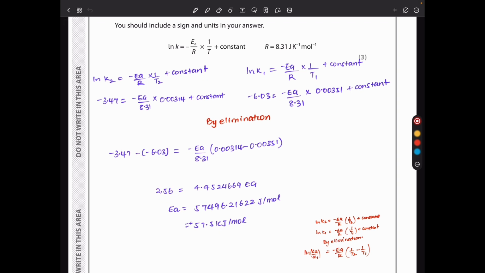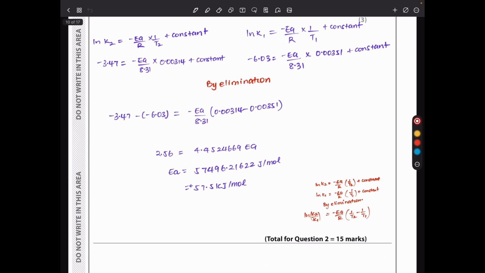This one becomes that, and this one here becomes that. Then EA will be this divided by that, giving me 57496.21622 joule per mole, and in kilojoules per mole that is 57.5, and it's a positive value.